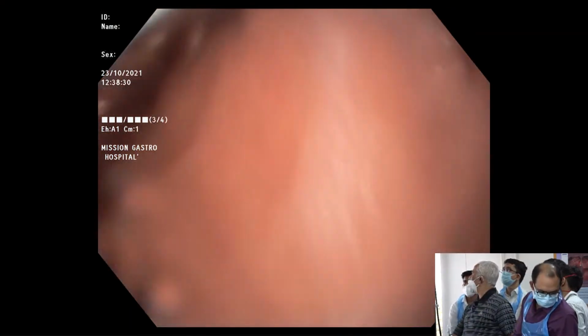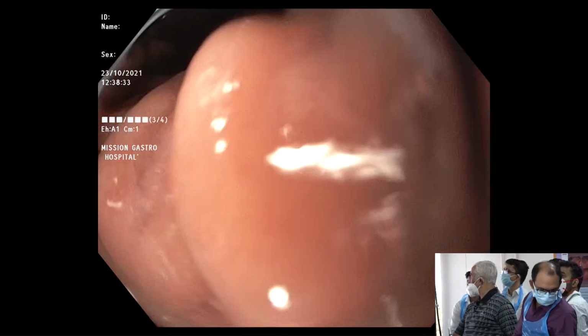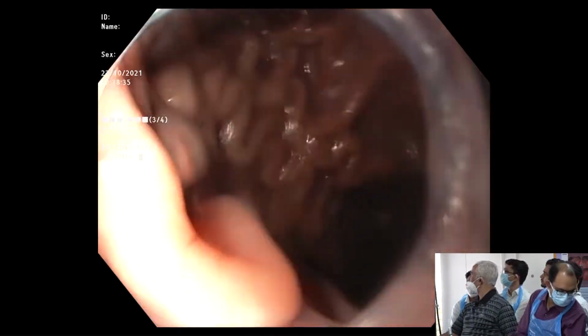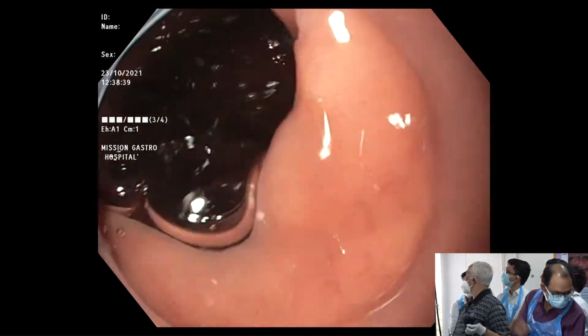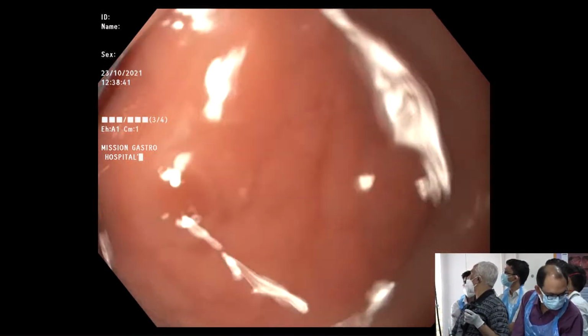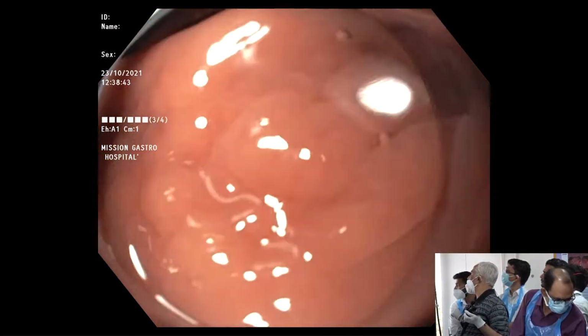Anything in this? Okay, then I can show them where is the lesion.